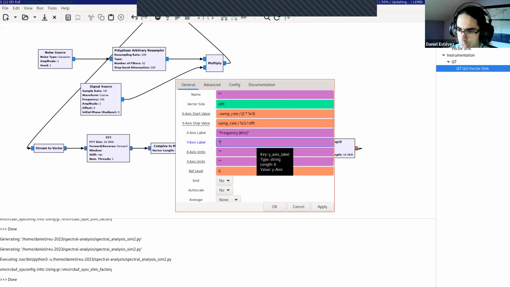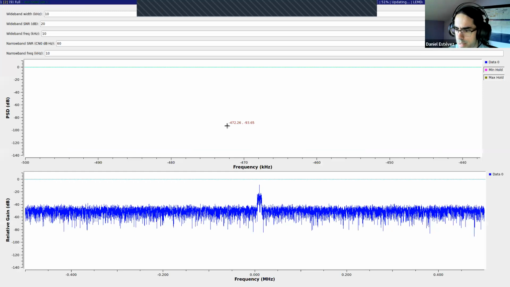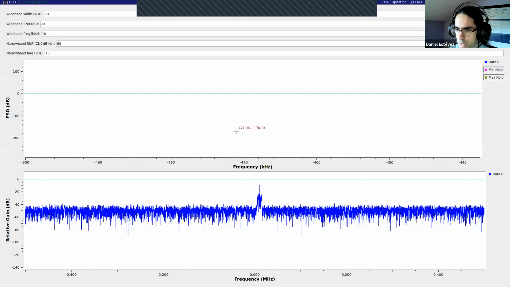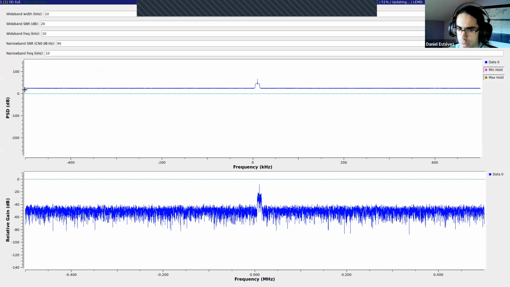And here I might write something such as power spectral density. If you see PSD somewhere, that means power spectral density in dBs. You can set your labels however you want. And I think this vector sink is ready to go. So let's test it. We need to wait for 5 seconds for something to show up.